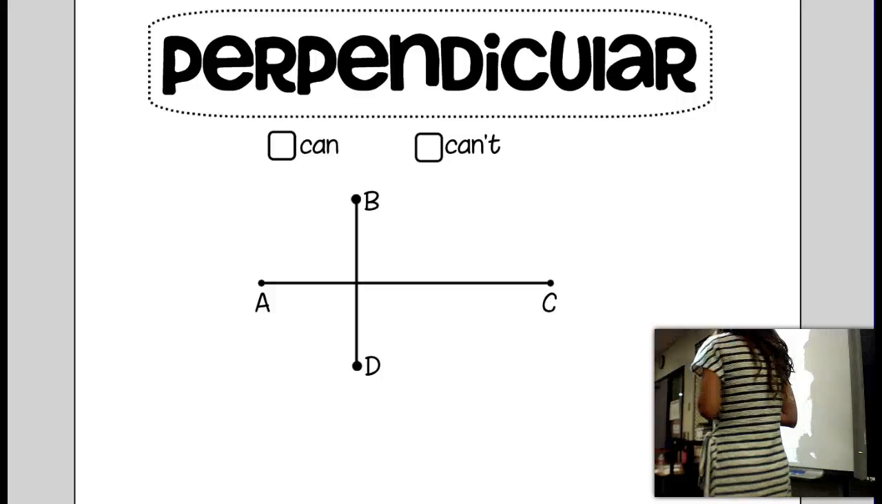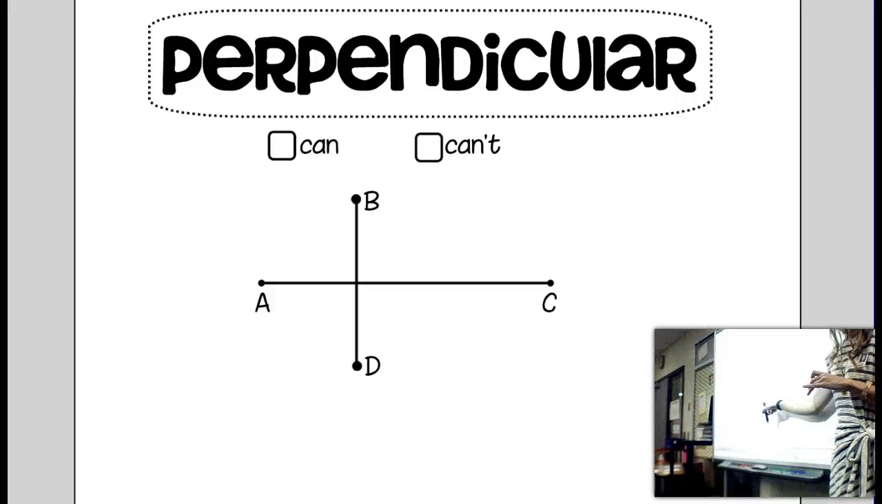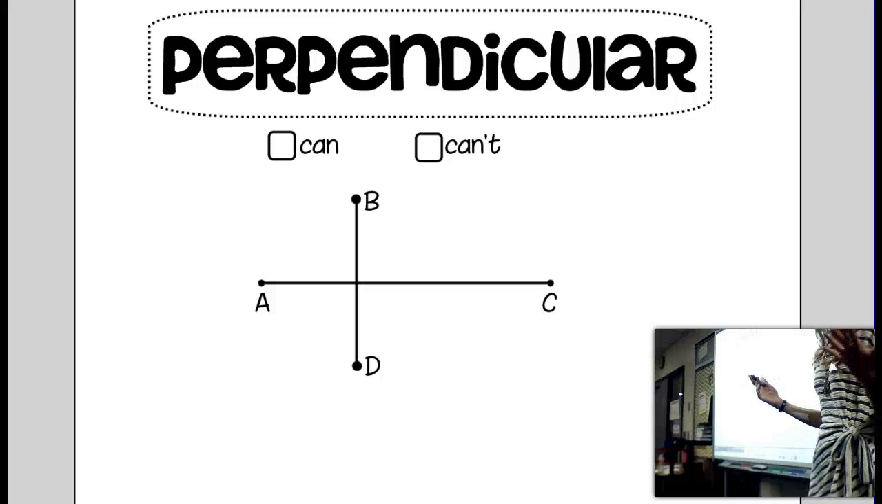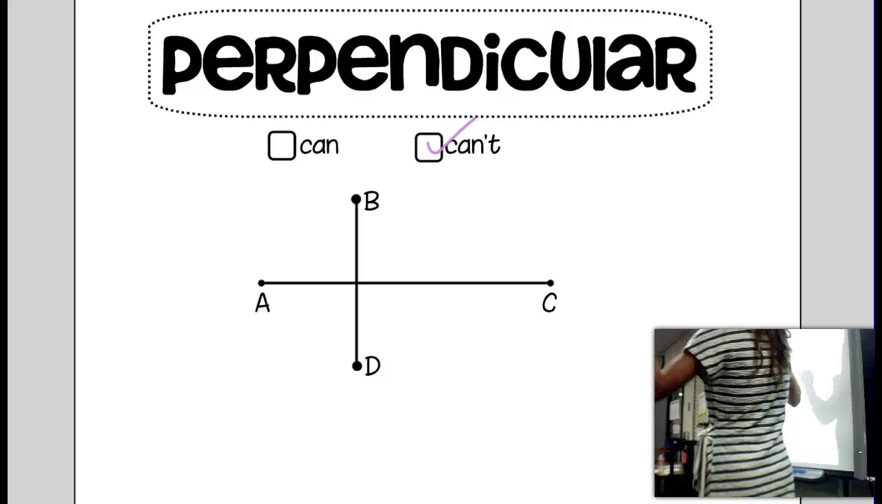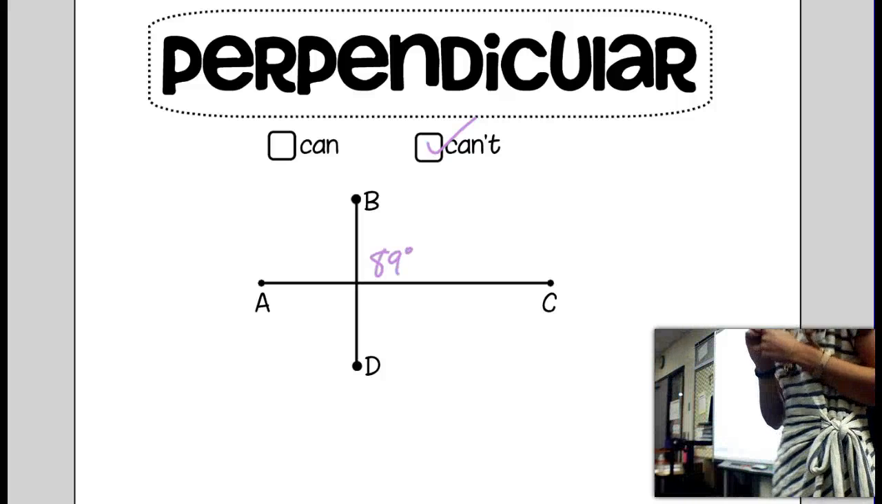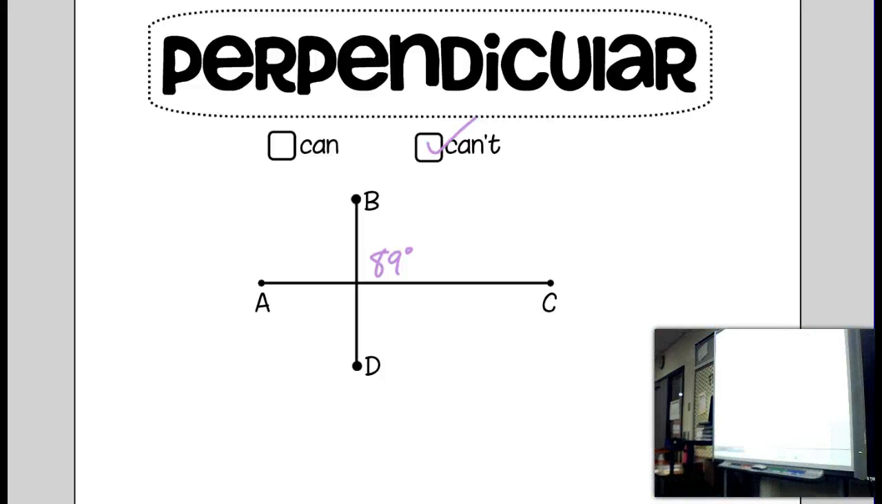Okay. Perpendicular. Can I assume that that is hitting the other segment at a 90-degree angle? Not if there's no marking. So this is a can't. Good. This could be an 89-degree angle instead of 90, for all we know. Without measuring and without symbols, that is a cannot assume.